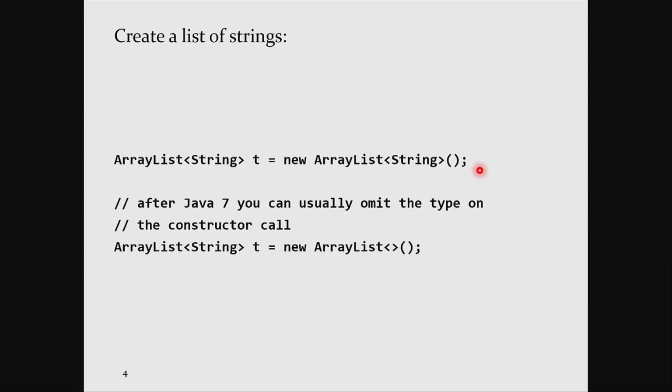Now, for any modern version of Java, you don't need the second generic type there. You can simply write ArrayList String t equals new ArrayList, and then the empty diamond. And the compiler will figure out that they want to make an ArrayList of String. Before Java 7, you had to do both. And then people realized very quickly that that was basically redundant. If you have an ArrayList of String on this side, it has to be an ArrayList of String on the right-hand side as well. So the compiler now figures out the generic type for you in the constructor call.